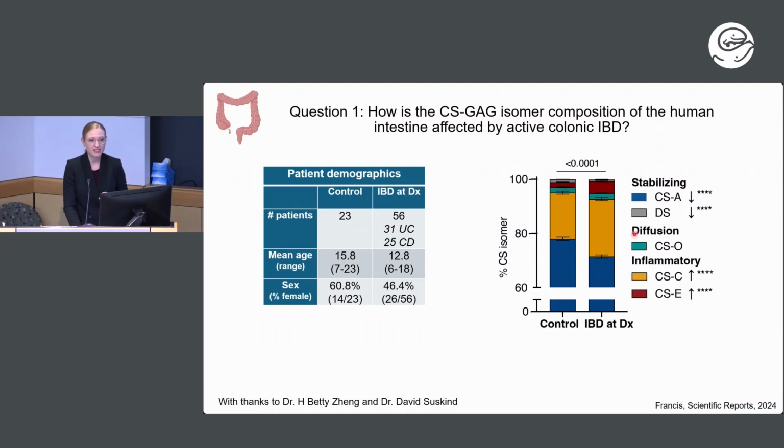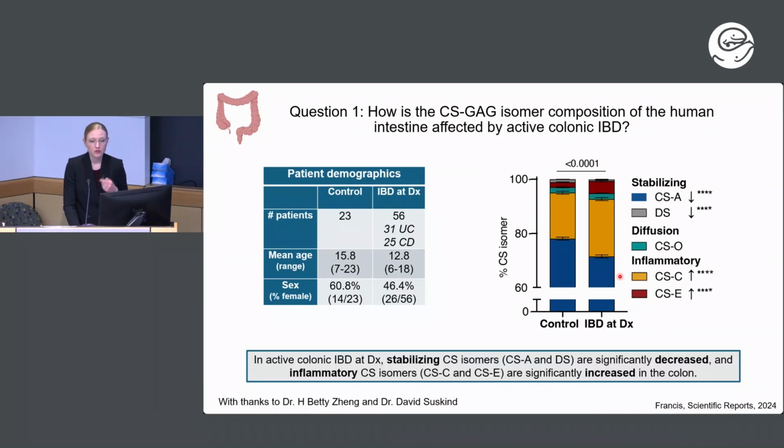In IBD at diagnosis compared to controls, it is significantly decreased. Again, this is a stabilizing isomer. It's decreased in active IBD. The other stabilizing isomer, dermatan sulfate, is at the top, much smaller piece of that pie, but it's also decreased. Diffusion isomer CSO, not significantly changed. The two inflammatory isomers, CSC and CSE, in yellow and red here, are significantly increased in active IBD. So there are pathologic changes in the CS isomer composition in active colonic IBD in a manner that we would predict, that makes sense with the disease physiology. The inflammatory isomers are increased, the stabilizing isomers are decreased.